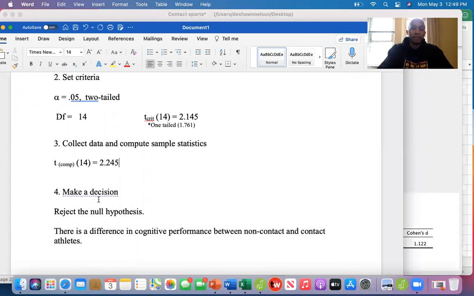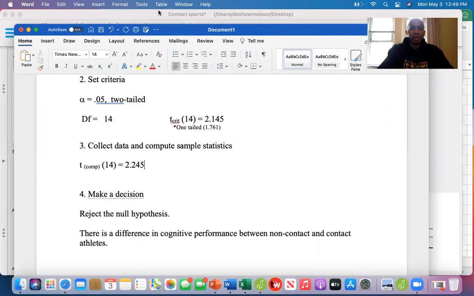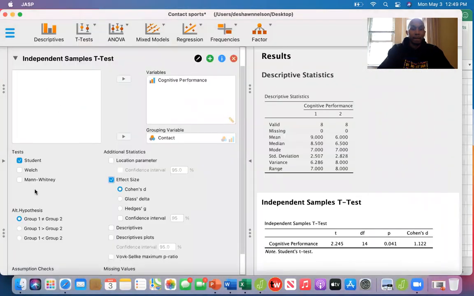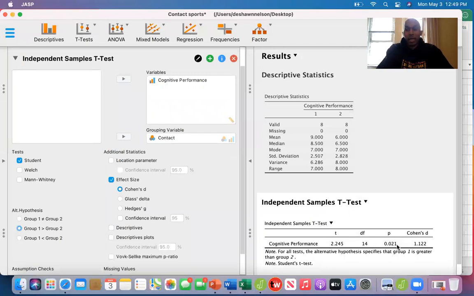All right, so let's just take a quick look at the one-tailed test. Group 1 greater than group 2, right? Because we're expecting greater performance. We have 0.021. So we would not be able to reject the null at the 0.01 level, which would be an even stronger statement to make.